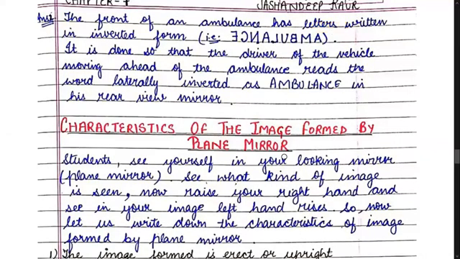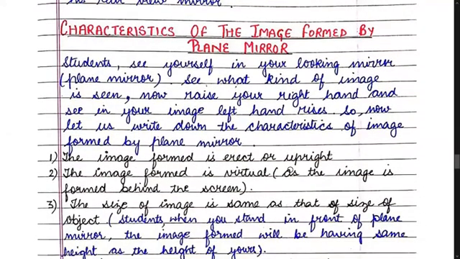So students, the front of an ambulance has letters written in inverted form. It is done so that the driver of the vehicle moving ahead of the ambulance reads the laterally inverted word as the correct formation of ambulance in his rear view mirror. Now students, coming to the characteristics of the image formed by a plane mirror.